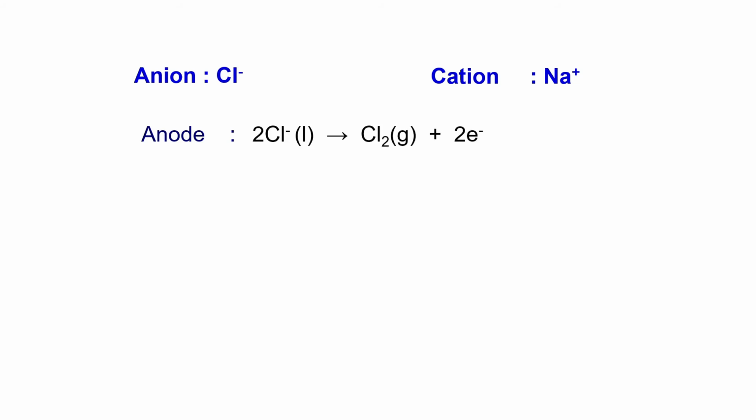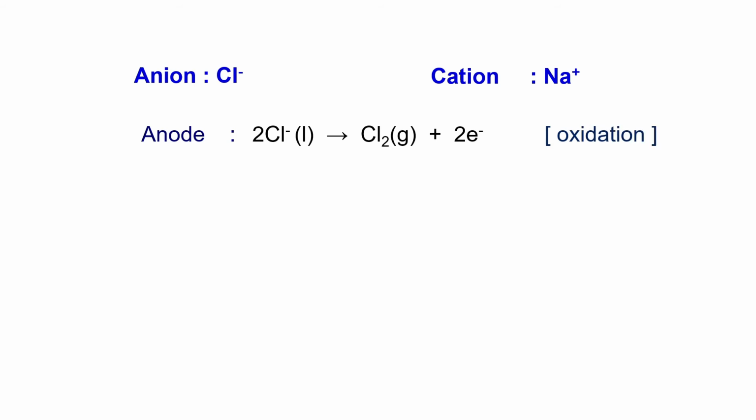Okay, so kita tahu hanya ada Na plus and Cl minus exist in molten sodium chloride. So anion Cl minus, cation Na plus. Okay, tak ada H2O because dia tiada air. Okay, so positive charge cation, sodium ion akan pergi kepada cathode. Kemudian negative charge chloride ion akan pergi kepada anode.